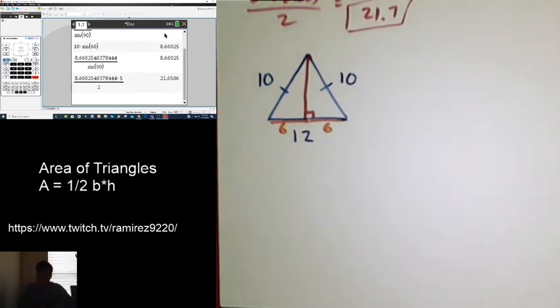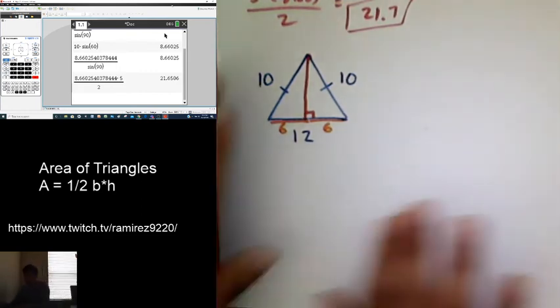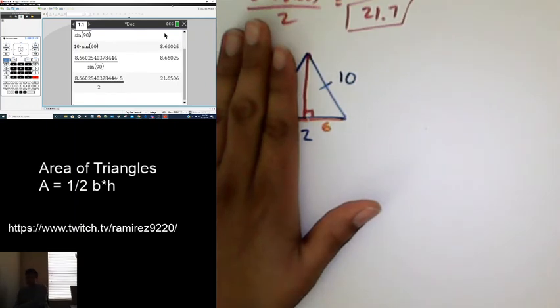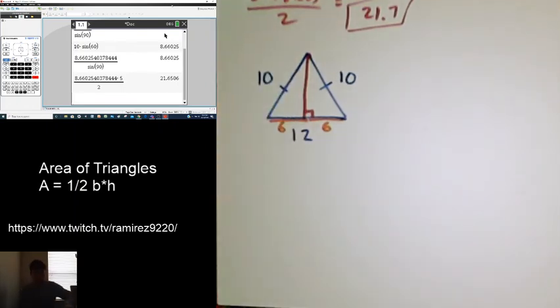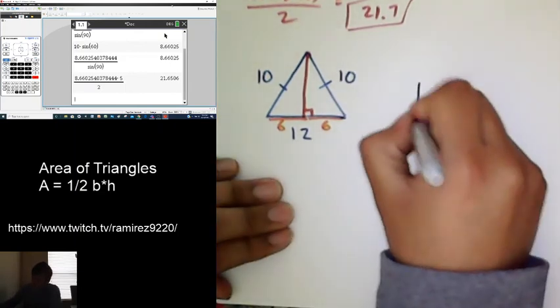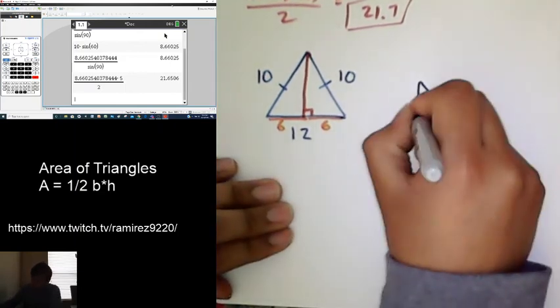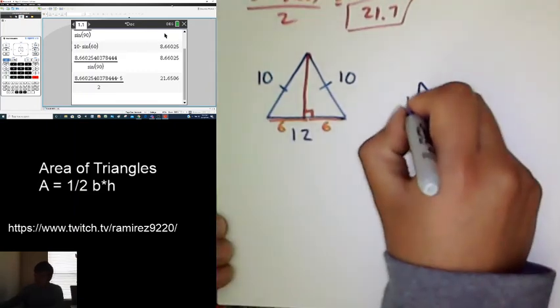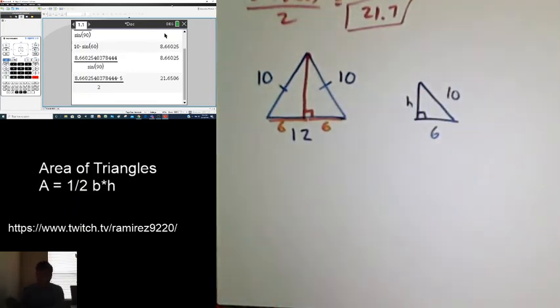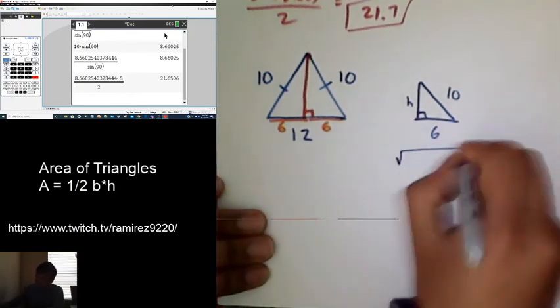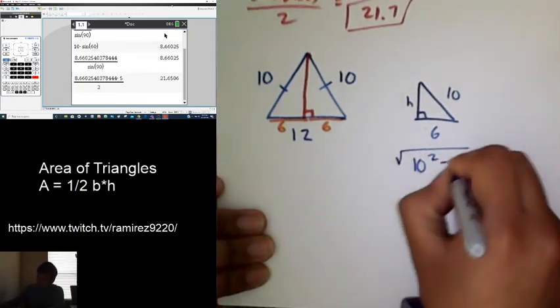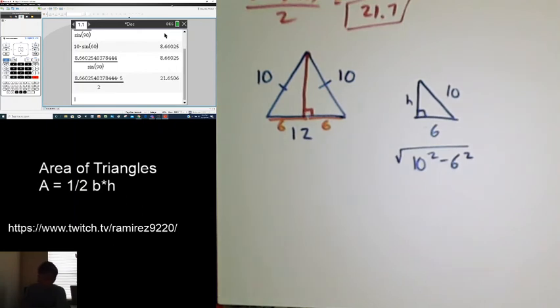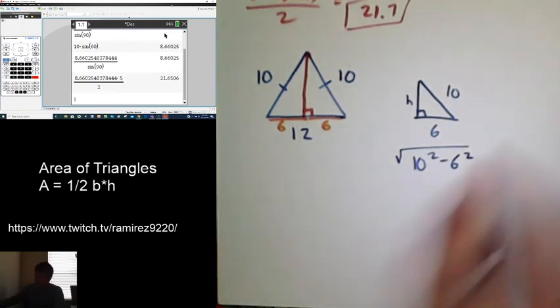I still don't know my height, but now if I only focus on one of the right triangles, I have something that looks like this, where this represents our height. So once again, Pythagorean theorem. 10 squared minus 6 squared, and I get 8.